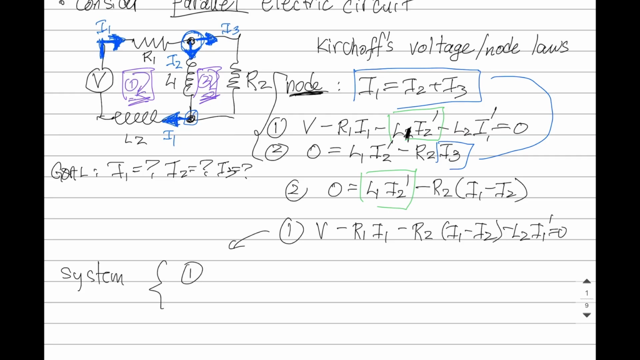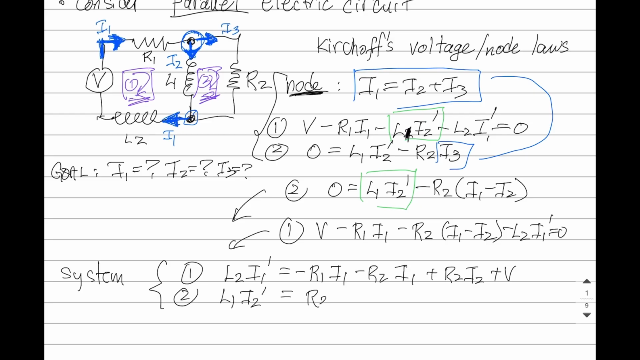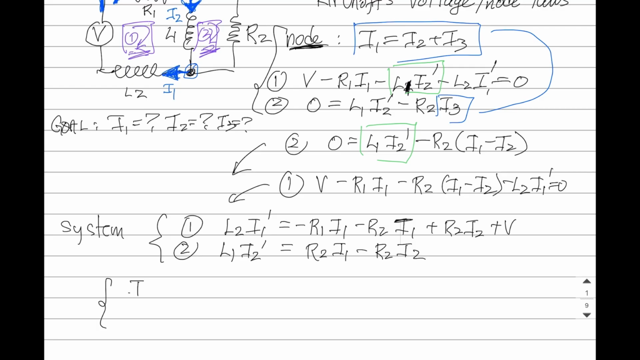From the reformulated equation 1, L2 I1 prime is negative R1 I1, negative R2 I1, positive R2 I2, plus V. And from this reformulated second equation, L1 I2 prime is R2 I1 subtract R2 I2. So we're going to take everything in equation 1 and divide it by L2. So we'll have a negative (R1 plus R2) over L2 times I1, and R2 over L2 times I2, and then a V over L2.